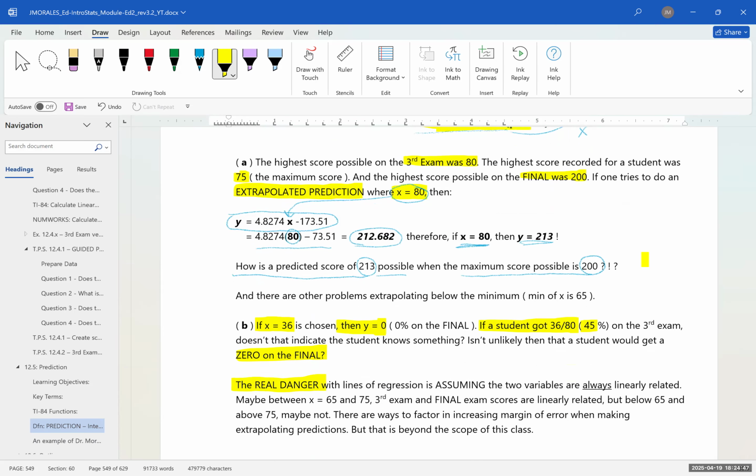So the real danger with lines of regression is assuming the two variables are always linearly related. So maybe between x equals 65 and 75, the third exam and the final exam scores are linearly related. But below 65 and above 75, maybe not. There are ways to factor in increasing margin of error when making extrapolated predictions, but that is beyond the scope of this class.